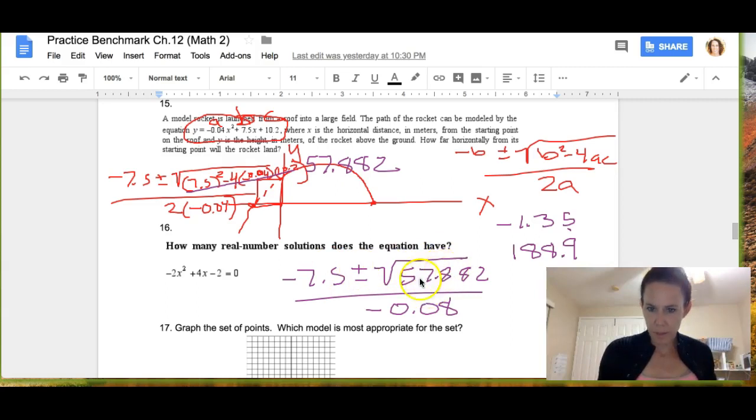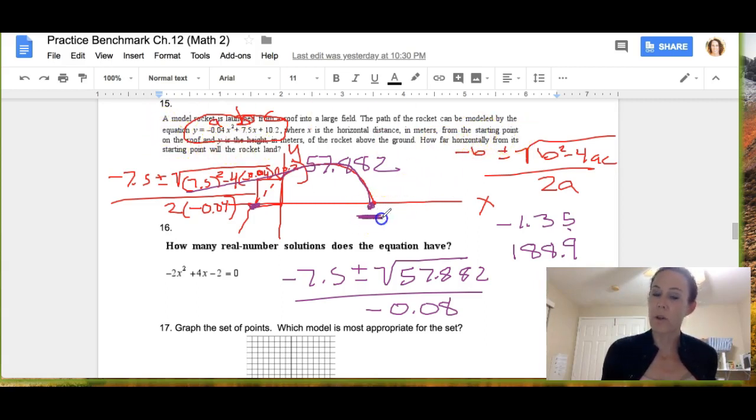Okay, so I put this in on the calculator. Negative 7.5 minus this divided by this is going to give you negative 188.89 or 0.9. And if you do negative 7.5 plus this divided by this, you're going to get negative 1.35. So if you look on our graph here, negative 1.35 would be this point, and negative 189.9 would be this point. Now we're not going to care about this point because we want to know from here, where does it land? And it would land here. So that tells us how far horizontally from its starting point the rocket will land.